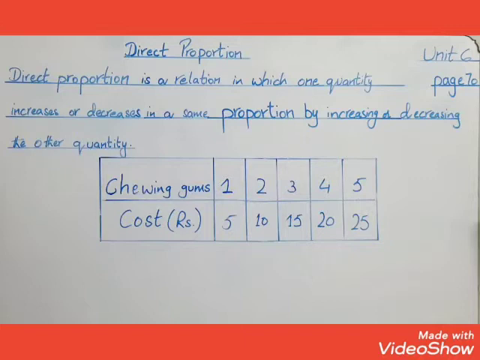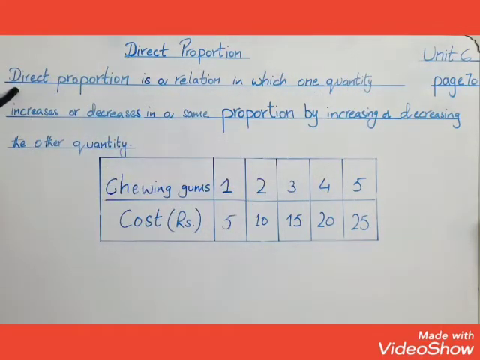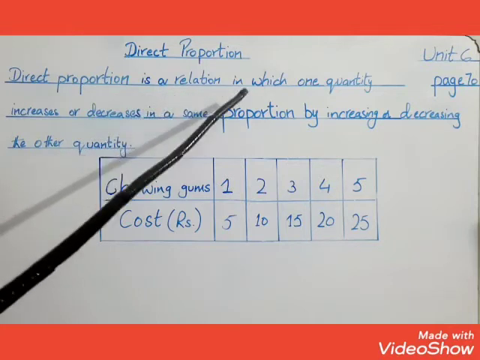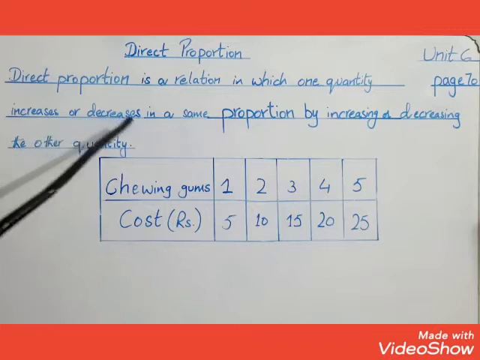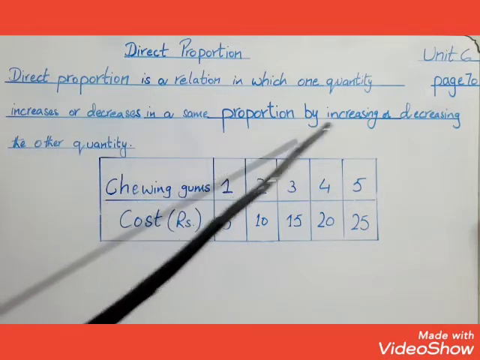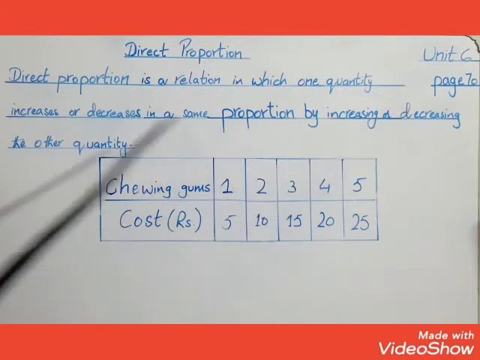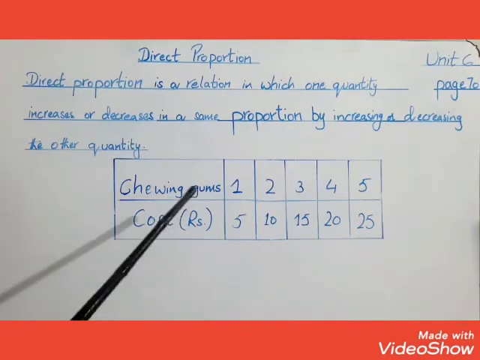Good morning, students. Today's lecture is about direct proportion, Unit 6, page 70. Now see the definition of direct proportion. Direct proportion is a relation in which one quantity increases or decreases in the same proportion by increasing or decreasing the other quantity.